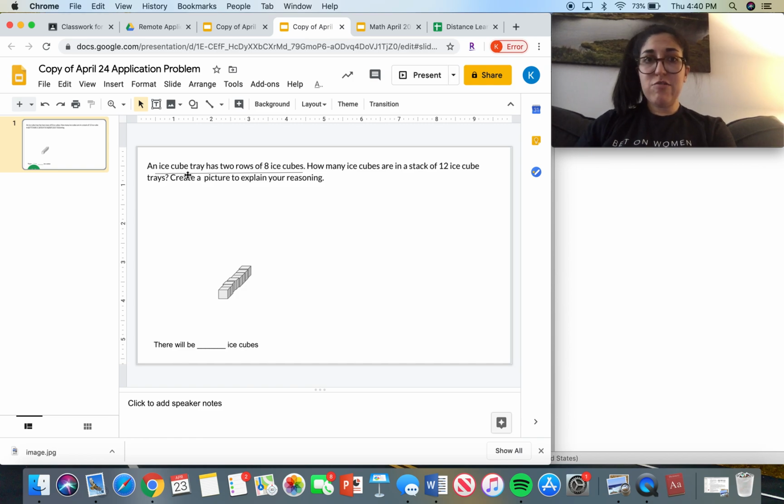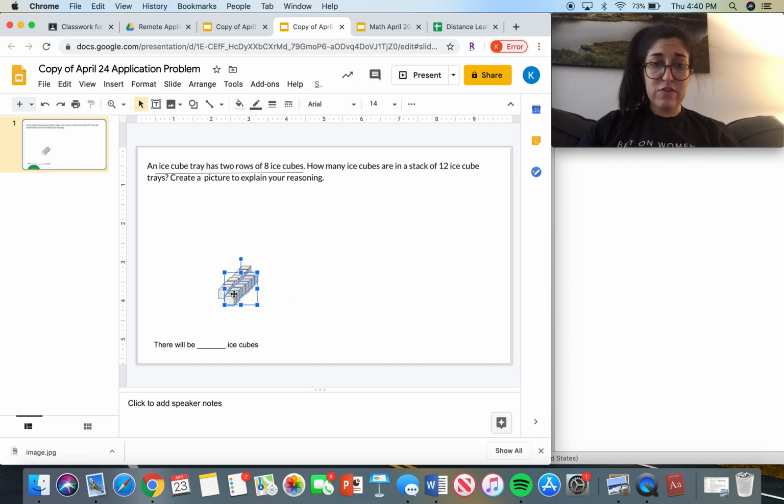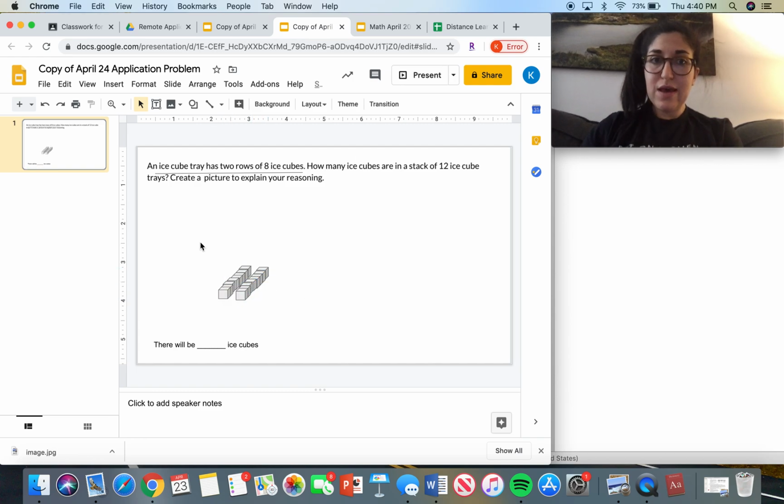And it says that an ice cube tray has 2 rows of 8 ice cubes. So if here's 8 ice cubes, then I actually need to make a second row. And this would be 1 ice cube tray, right? I'm going to break these apart just a little bit so you can see how many ice cubes we have in all, and we can count them. If we count all of these, it would be 16. The reason that it's 16 is because I have 8 ice cubes per row and 2 rows.